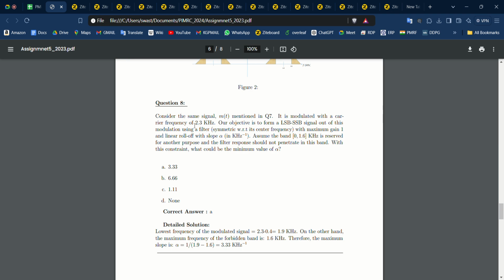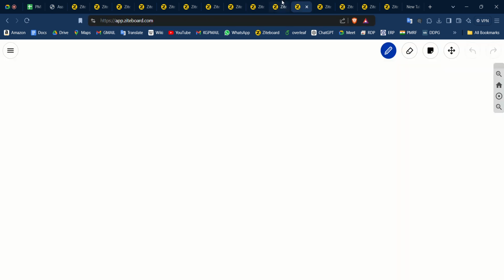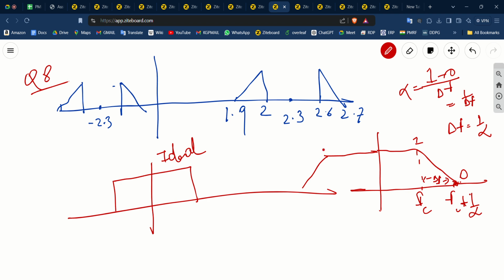Now they are saying that the band 0 to 1.6 kilohertz is reserved for another purpose and the filter response should not penetrate the band. With this constraint, what could be the minimum value of alpha? So, our filter response, this whole thing, cannot go till 1.6. So, we have to extract the lower side band, but it cannot go beyond this 1.6.